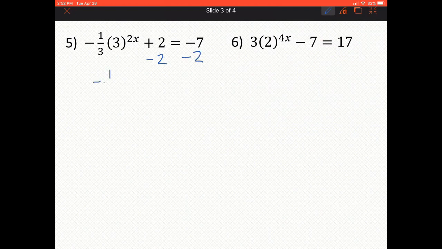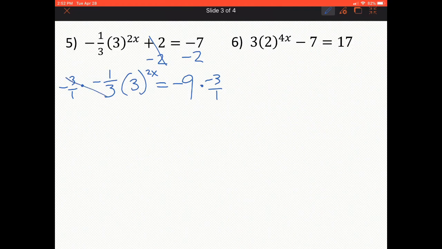So we get negative 1/3 times 3 to the 2x equals, because this cancels, negative 9. To get rid of the negative 1/3, you could divide by negative 1/3, but it has to be in parentheses if you choose to do it that way. Otherwise, we multiply by the reciprocal. So that cancels, and negative times a negative is positive. So we get 3 to the 2x power equals negative 9 times negative 3 over 1 is positive 27.